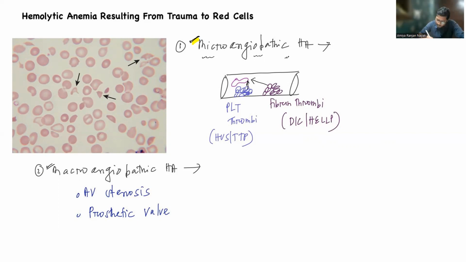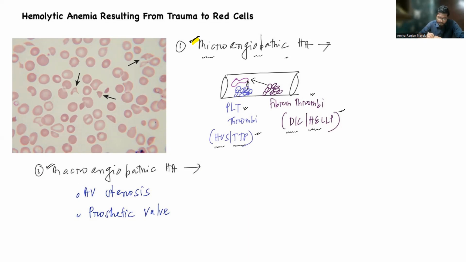This microthrombi can be platelet-rich thrombi, which you can find in hemolytic uremic syndrome or thrombotic thrombocytopenic purpura, or it can be fibrin-rich thrombi, which you will get in DIC, disseminated intravascular coagulation, or HELLP syndrome. Don't worry about all these things. We'll discuss them in detail when we discuss platelet disorders. Just remember there will be some microthrombi formation in the microvasculature, which can cause trauma to the RBCs.